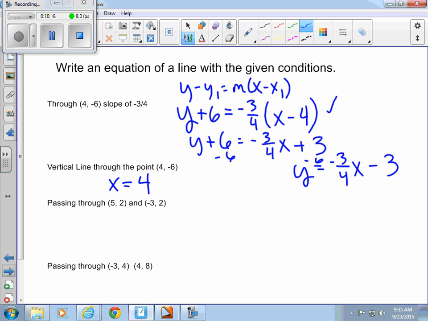If it had said a horizontal line through that point, what would it be?